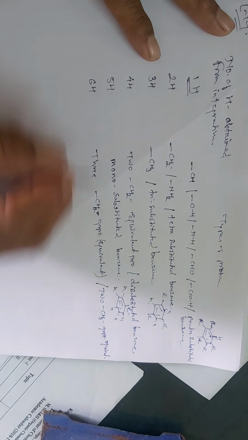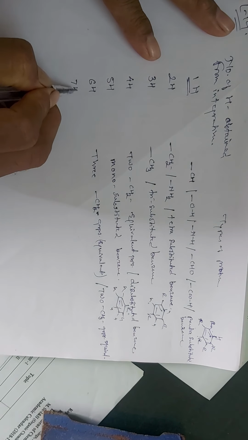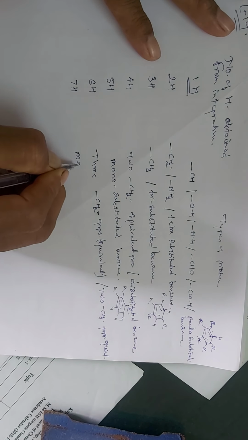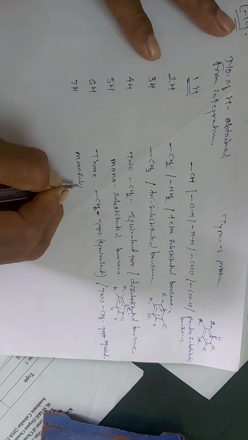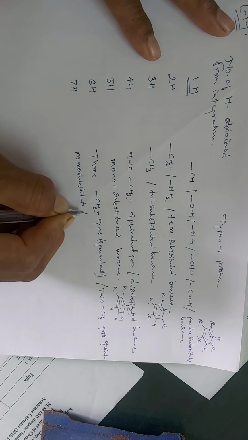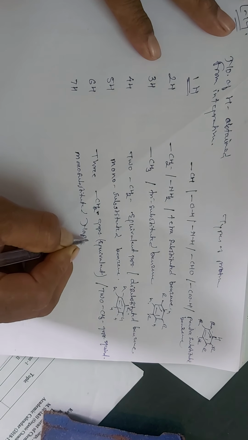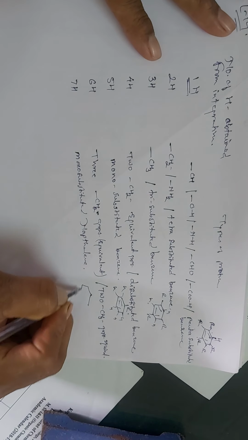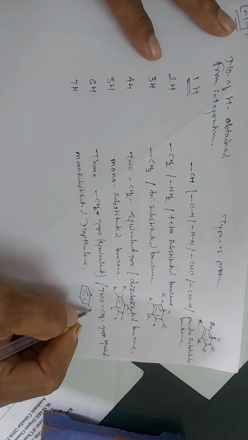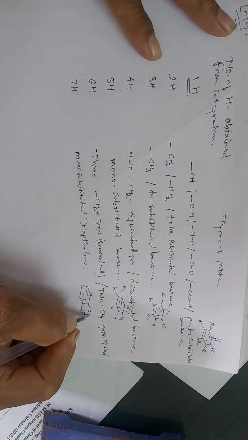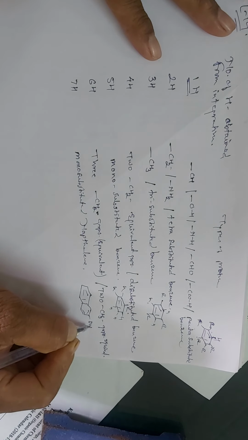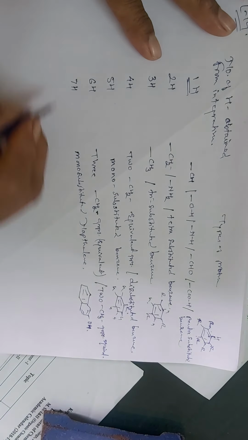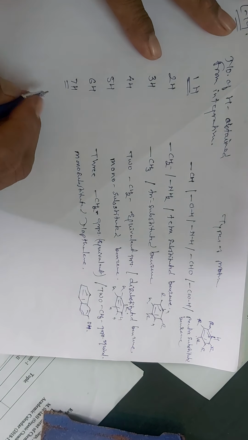Then you may get a signal of 7 protons, and so this may be monosubstituted naphthalene. So the naphthalene structure is there. In this way you may have this structure of naphthalene, and it may be monosubstituted, suppose it is OH. So here you will get the signal of 7 protons.